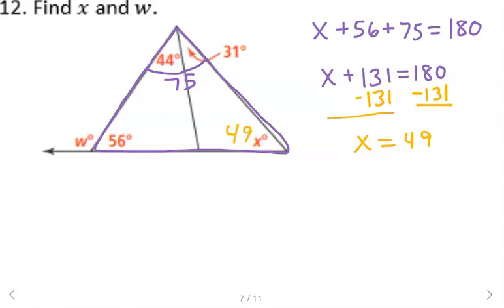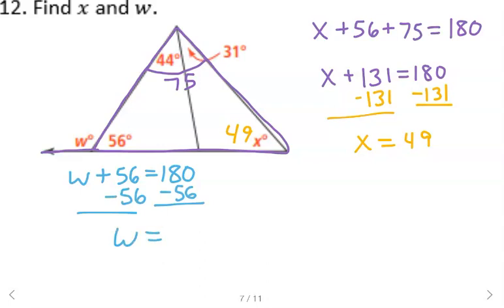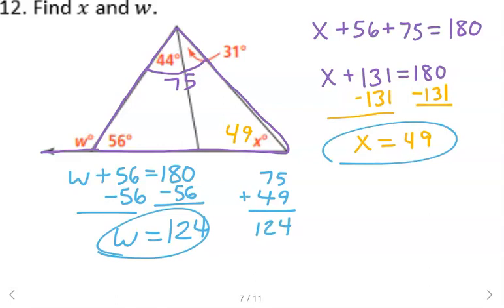And now notice that w is an external angle to the triangle, so you can say w equals 75 plus 49. Or if you notice that w is a linear pair with the 56, you can say that w plus 56 has to equal 180. Subtract 56. So we get 124. You can verify that by adding the 75 and 49 together to make sure it equals that. Sure enough, we get 124 as well. So we found the value of both x and w.